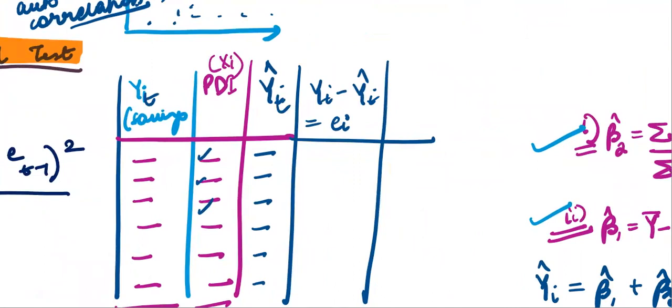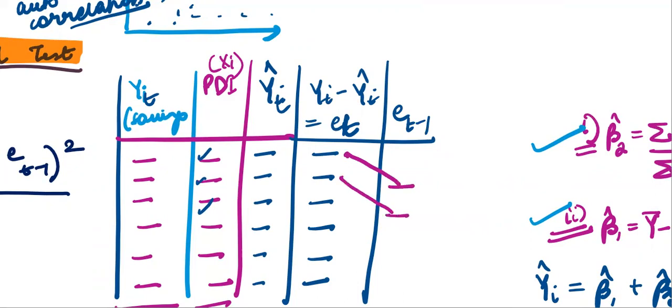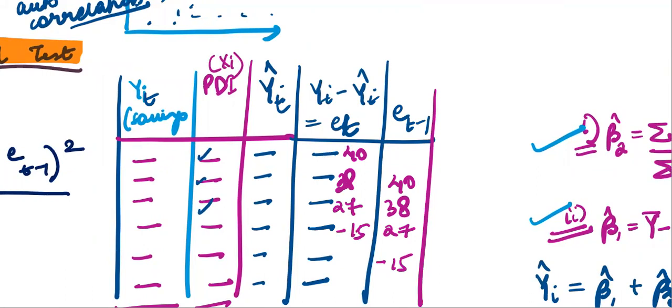Now, after you have these error terms, you will put all these error terms here. Now you will find the lag of these error terms. So this error term will come here with the lag. This will come here. So all these error terms will come with a lag. If you have 40 coming here as error, this will come here now. If you have 38 coming here, this will come here now. If you have 27 coming here, this will come here now. If you have minus 15 coming here, this will come here now. So you will have all the errors with the lag.